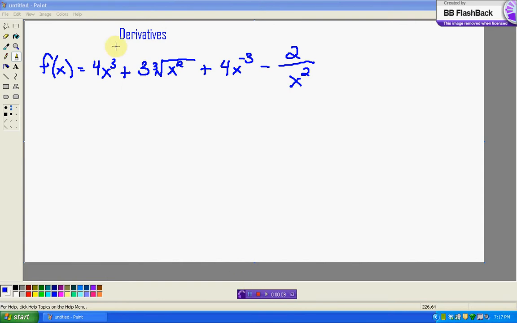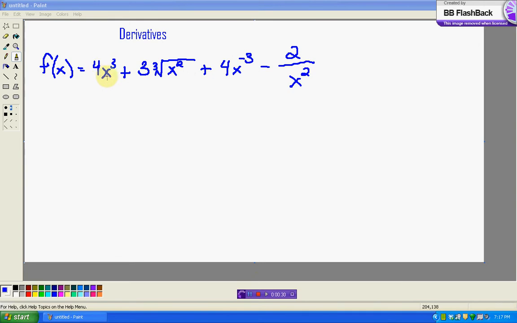Well, here's the problem. If you see on the screen here, we have 4x cubed plus 3 times the cubic root of x squared plus 4 times x to the negative third power minus 2 over x squared. I did this problem because it has kind of everything in it. Showing you this kind of shows you everything that was really in the section that we covered.